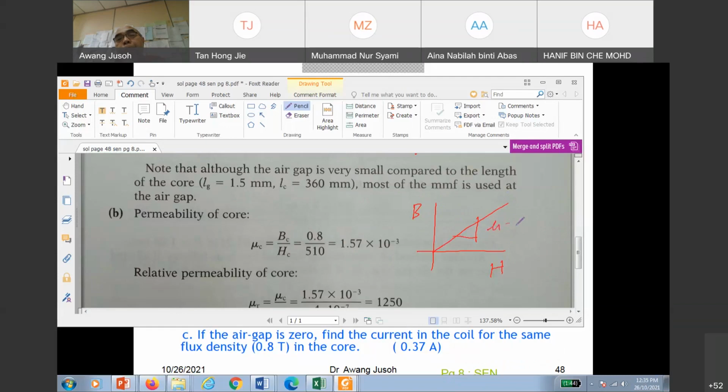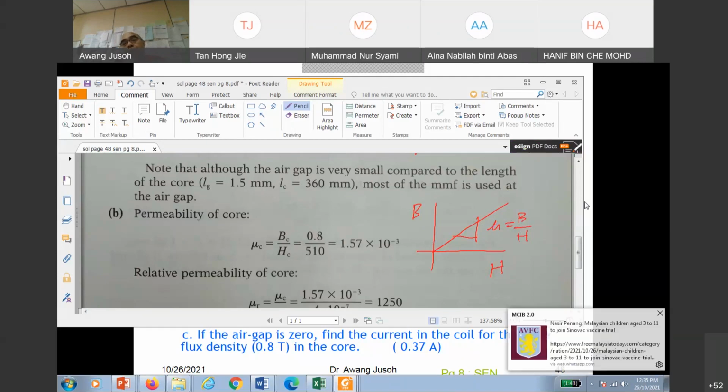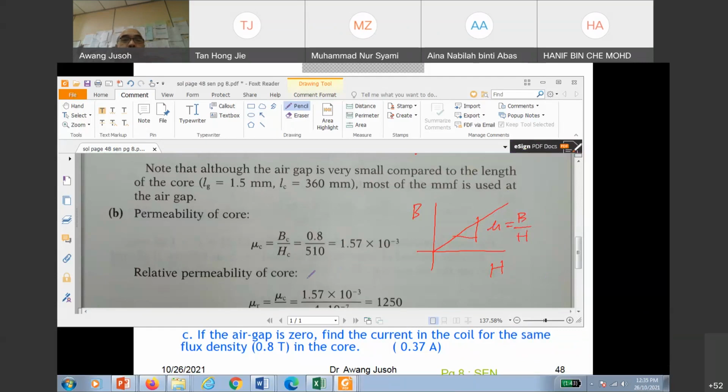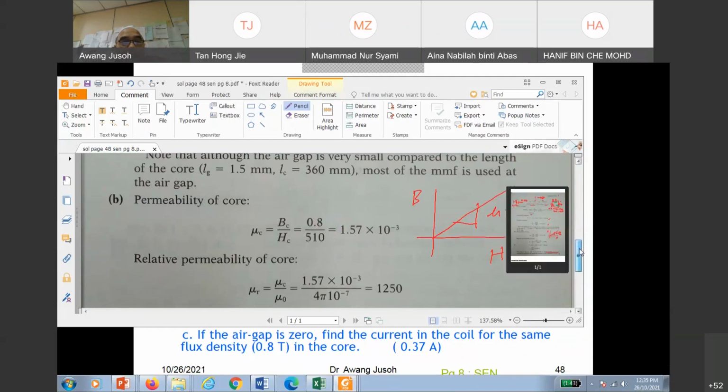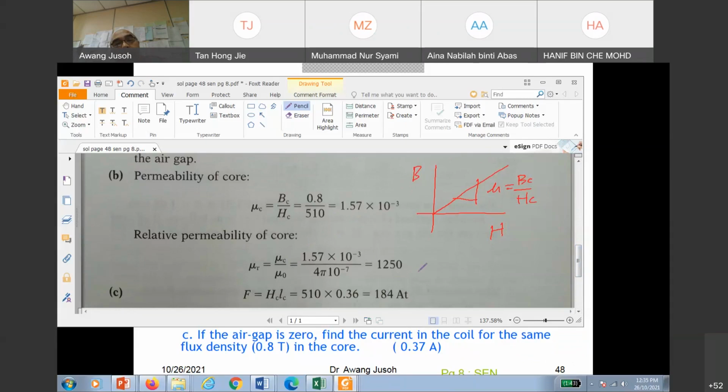Mu equals B over H. The slope, kecerunan tu, slope. You find the BH curve, so the slope is equal to B over H, B_c over H_c. You can do this with the symbols, but to make it easy, core and core. So 0.8 divided by 510, you get the permeability of the core. Then you find the permeability of the material, mu r, relative permeability: mu core divided by mu naught gives you mu r, the relative permeability.